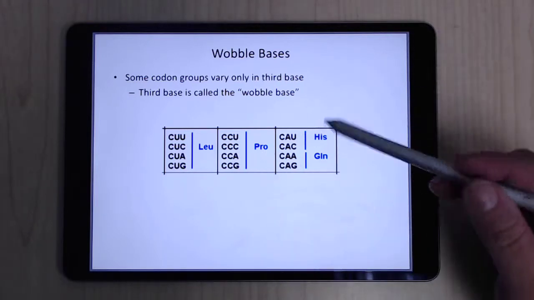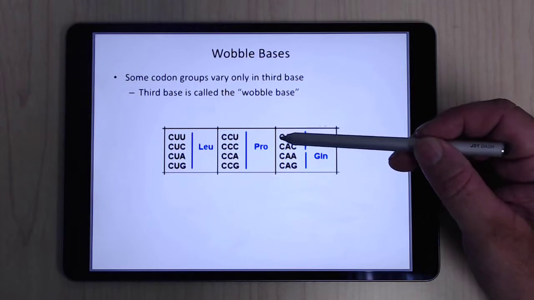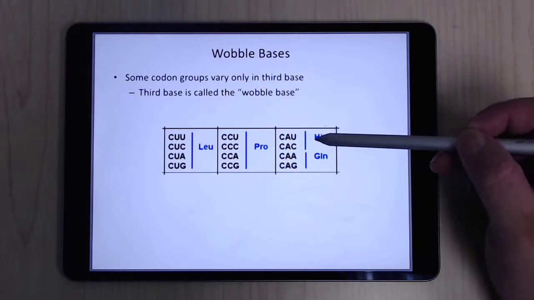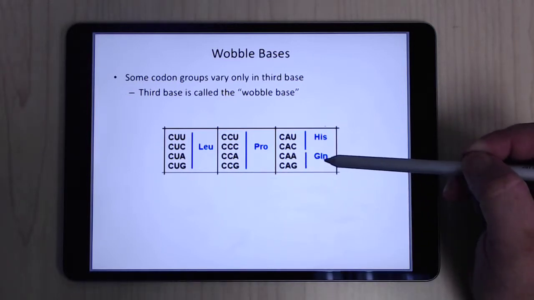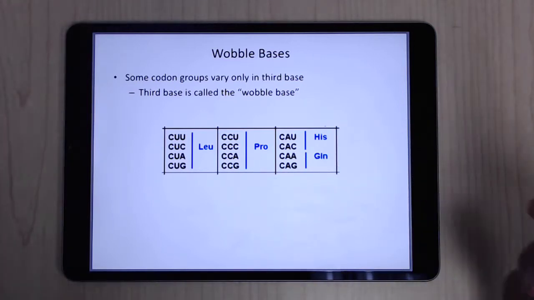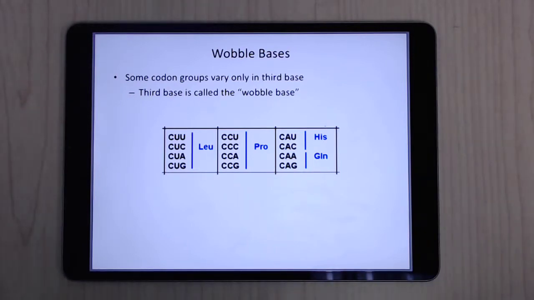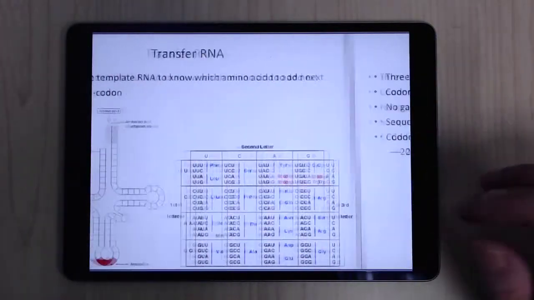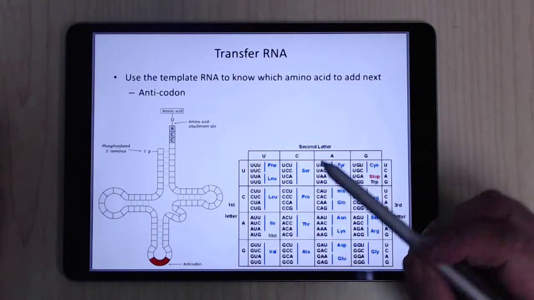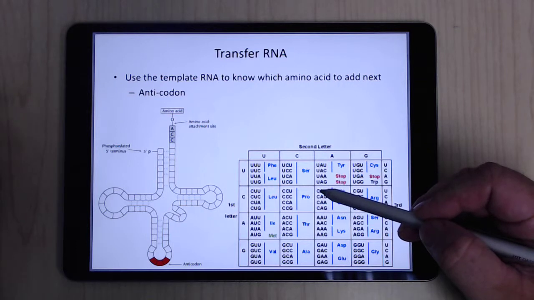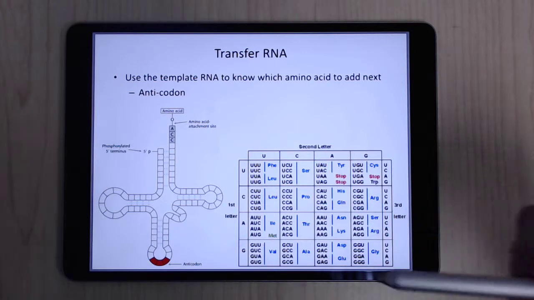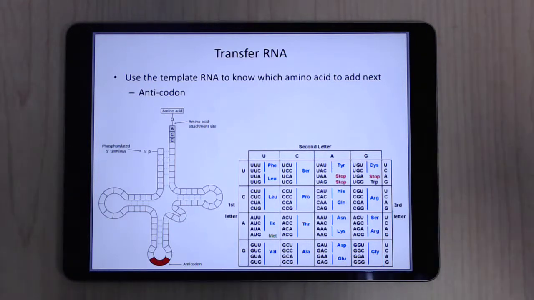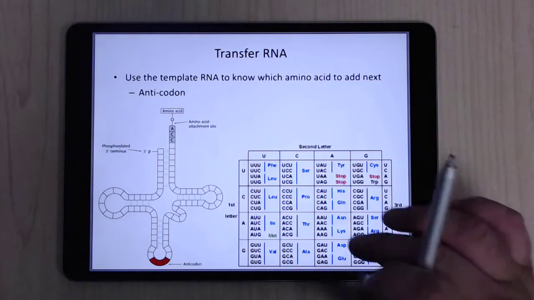Now it does matter if you have CA. Then it doesn't matter if it's a U or a C. That's going to be histidine, but it does matter if it's an A or G, because that's going to be glutamine. You see this a lot, where it's the 3rd base that changes a lot, but they're going to be clumped together. The reason for that, there's origin of life stuff to say they were originally just 2 base pairs used as a codon, and then eventually evolved into 3. I think that sort of makes sense, but take it for what you will.